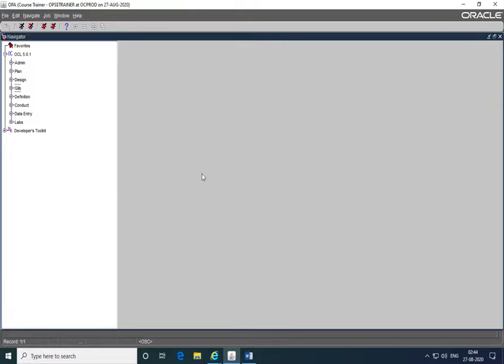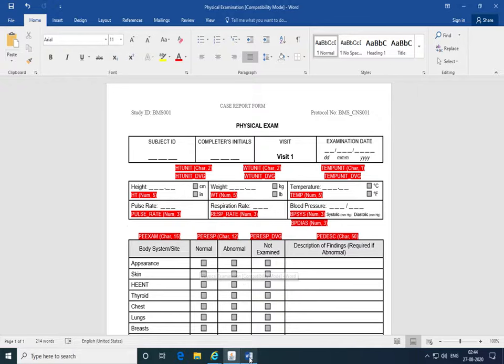Welcome to this tutorial on creating discrete value groups or DVGs. Creating discrete value groups is a part of a larger process, which is the creation of data entry screens from case report forms. For this, I will reference a physical examination case report form, where we'll understand what a discrete value group is and why it is created as a part of designing a data entry screen.